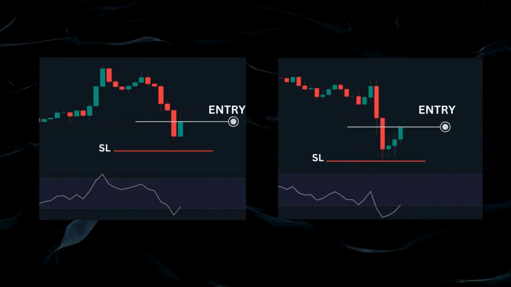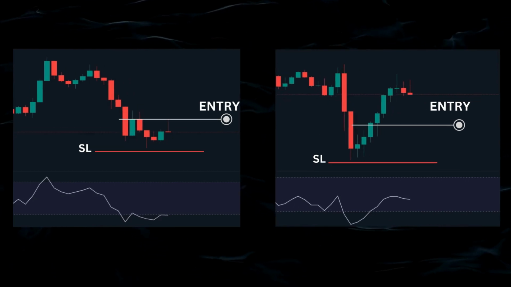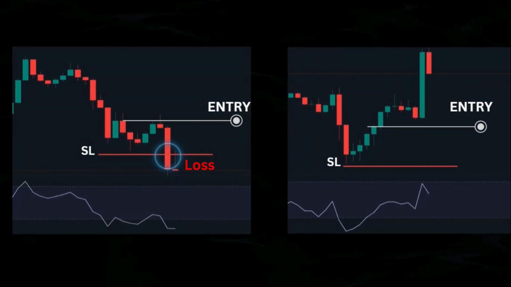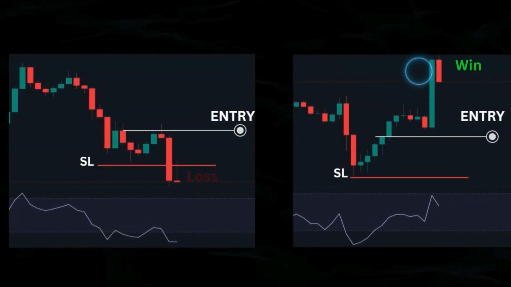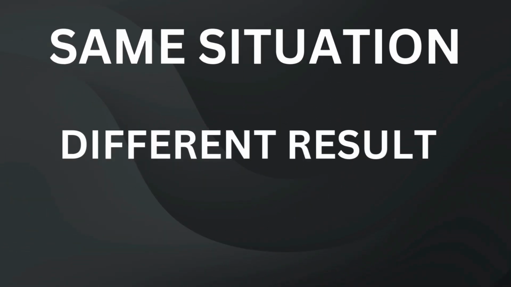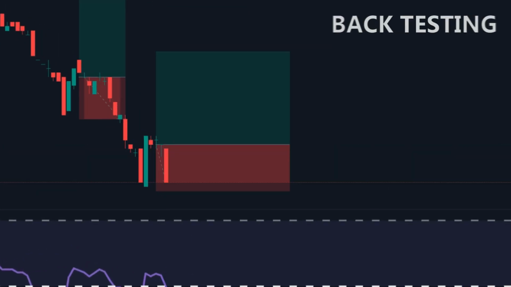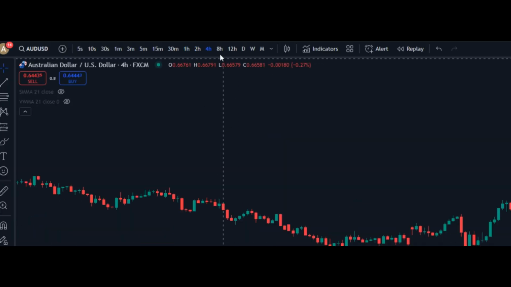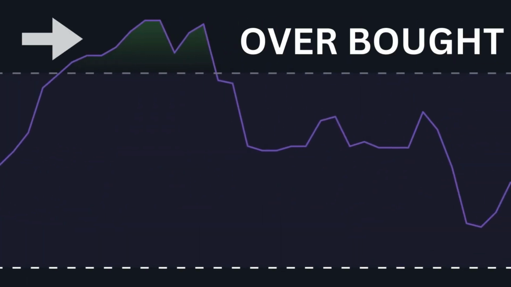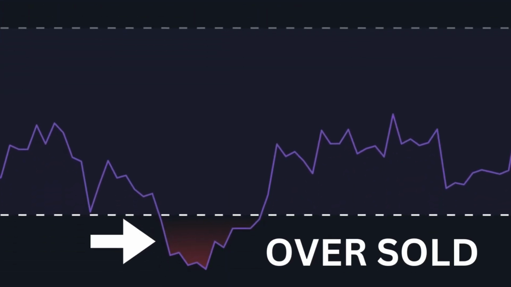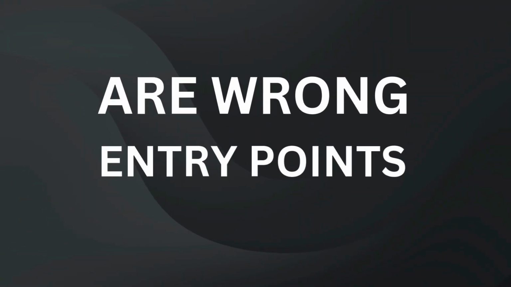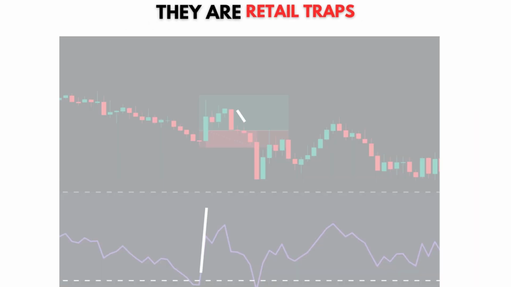Now watch closely. If you play both trades, the trade on the left ends up hitting the stop loss, but the one on the right reaches the profit target. Same situation but different results. Why? After backtesting many pairs and different time frames, I figured out the overbought and oversold levels are not the right entry points. In fact, they act more like retail traps.